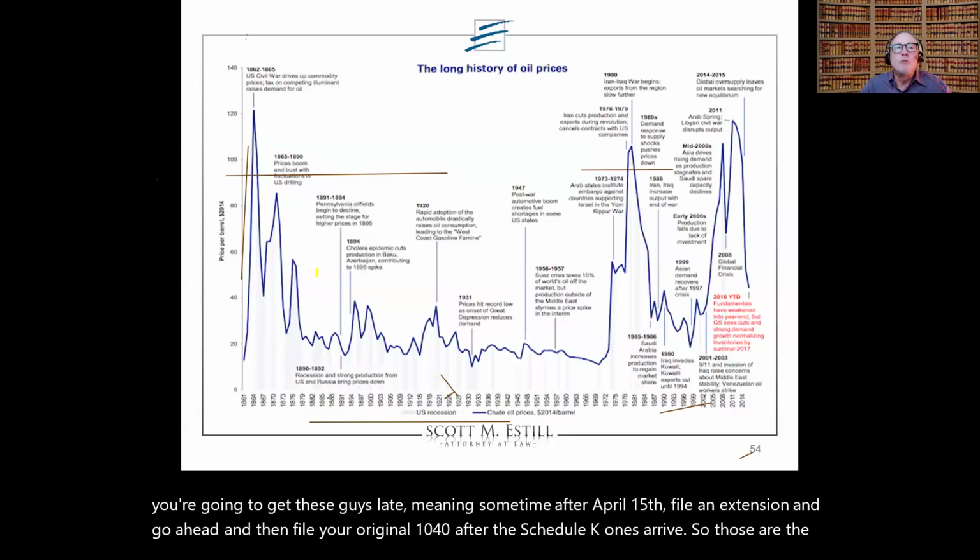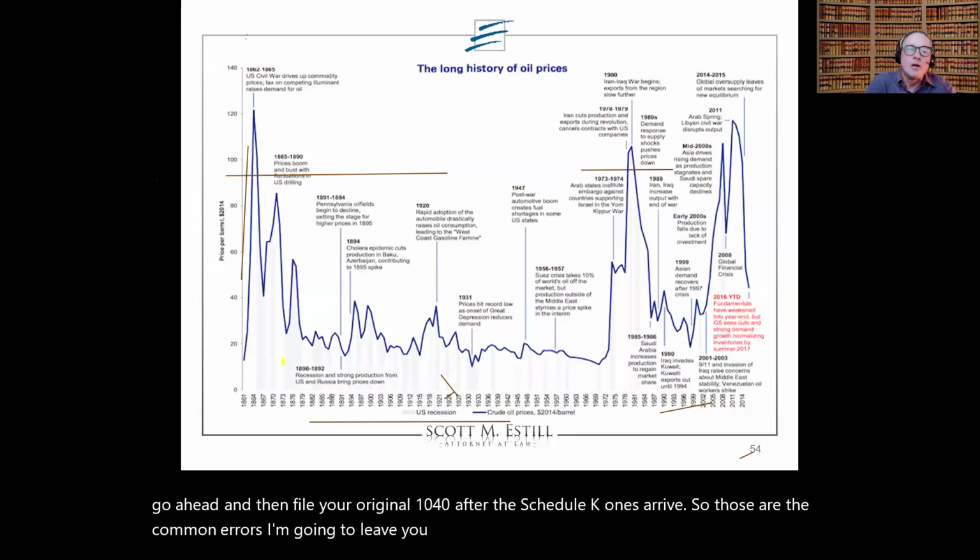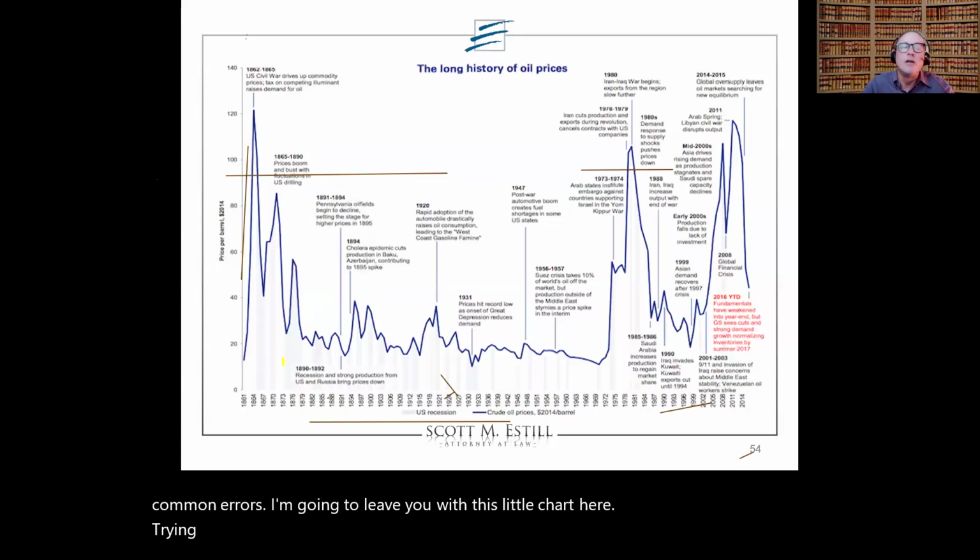I'm going to leave you with this little chart here, trying to keep myself in the 1 hour time frame. And for whatever reason, tonight I've done a good job. I'll pat myself on the back. I'm at 55 minutes here.